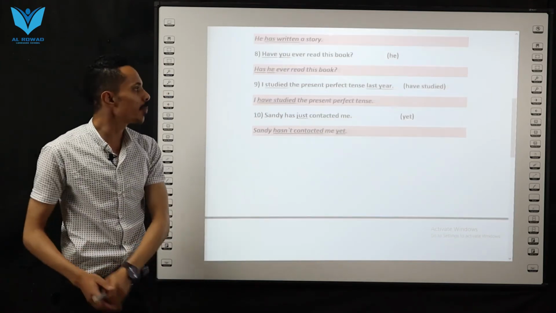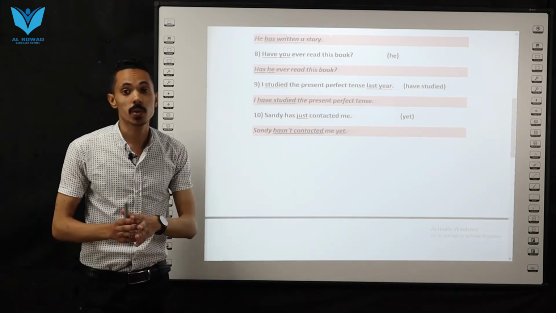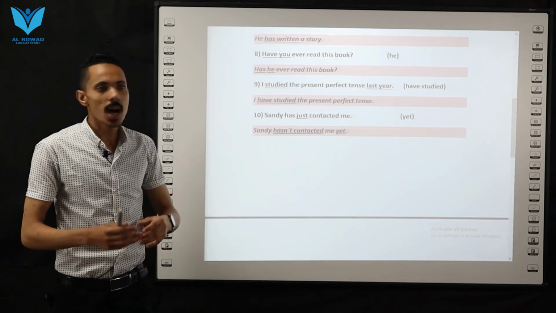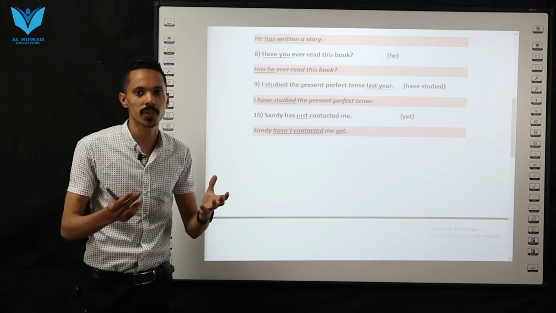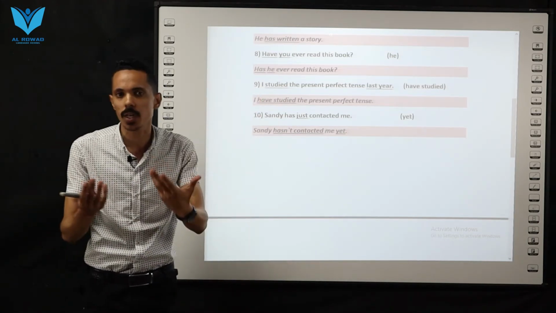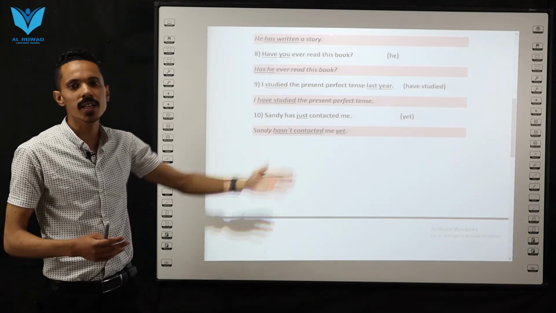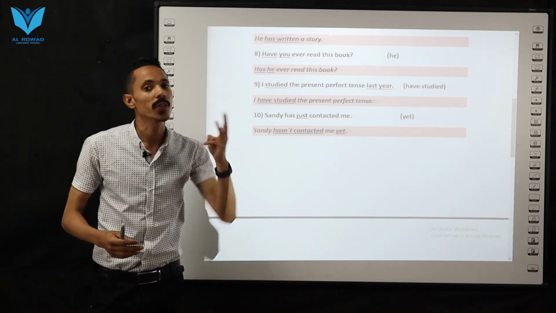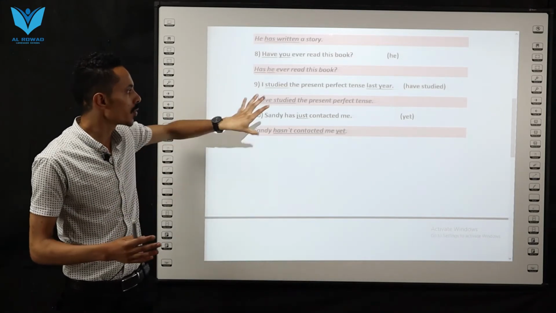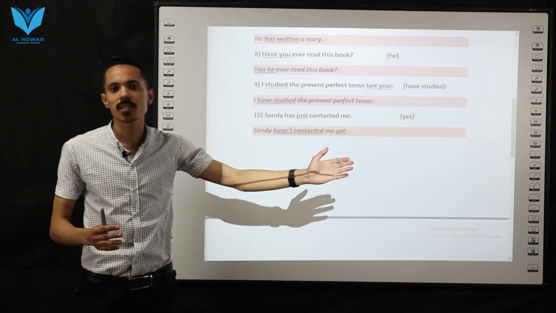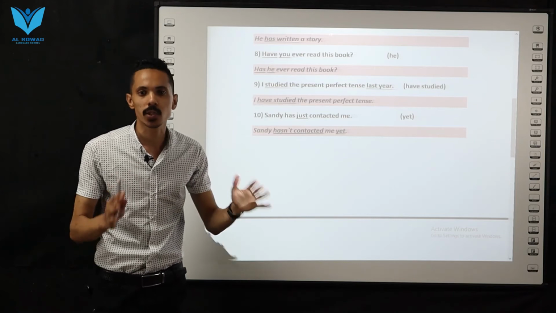After that, number 9. I studied the present perfect tense last year. So here it's a past simple. I wanted to use have studied. So it's so easy. You will change the verb from past simple into present perfect. So the answer is, I have studied the present perfect tense, and skip the time. For the third time I tell you, if you want to use present perfect, in this case, you will skip the time, because you will make the time unknown, not mentioned.